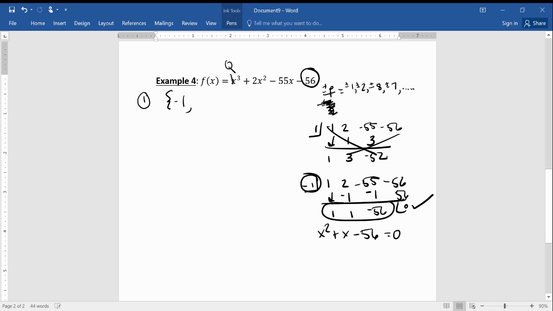The factors of 56 will be 8 and 7. Let's see, I believe we need a +8 and a -7 to make this work. So that gives us a -8 for that zero and a +7 for that one. So we'll come over here and write that down. All right, so there are your zeros.